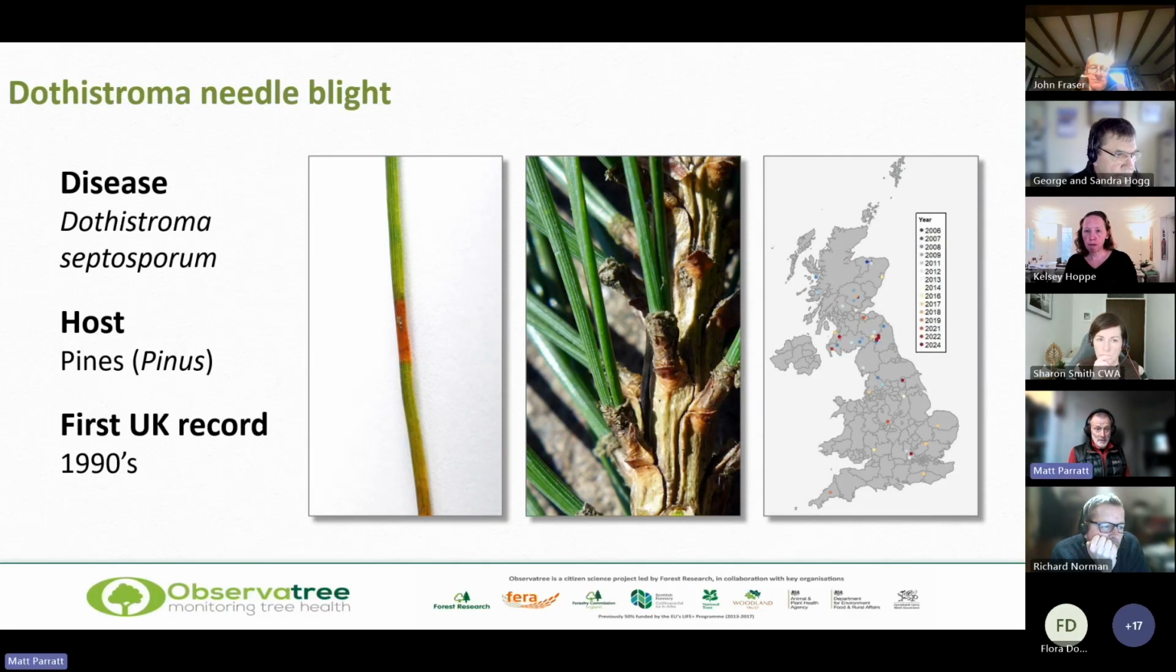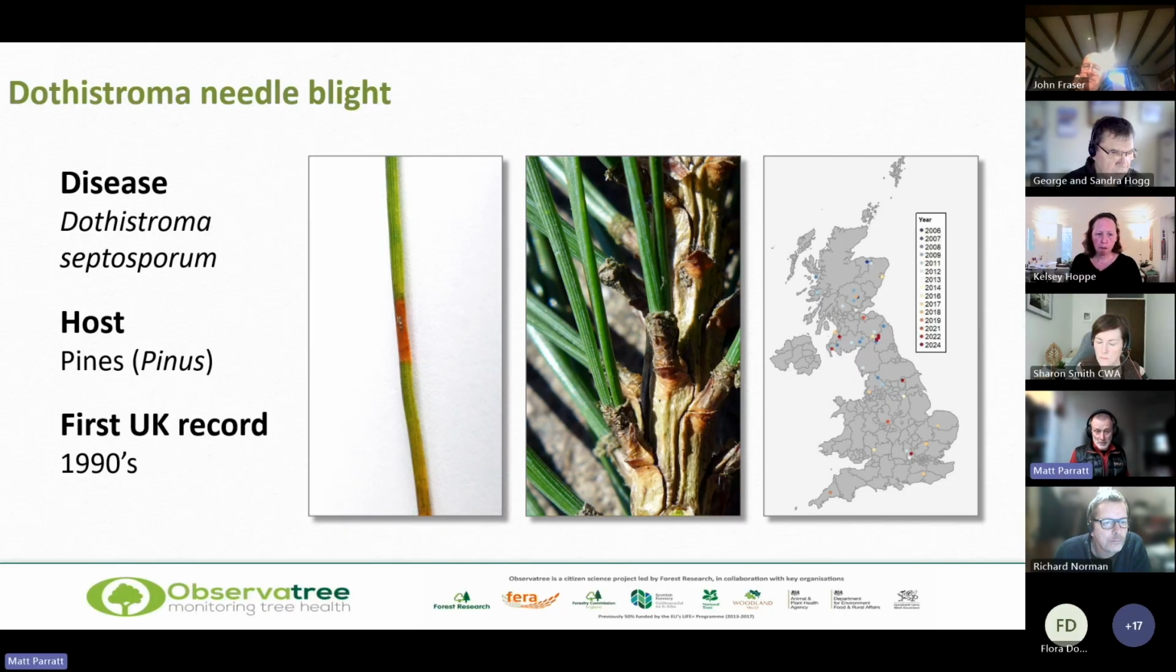Another important one, which some of you may have heard of in the past, called red band needle blight, is Dothistroma needle blight. This is another fungus. It is hosted by pines. Quite recent, 1990s, this really started to appear. And it affects some of the pines more than others. So Corsican pine and lodgepole pine are very susceptible. Scots pine less so, but if we've got a lot of it around the area, there are a lot of spores drifting around, and that increases the chances of Scots pine being tackled by it.